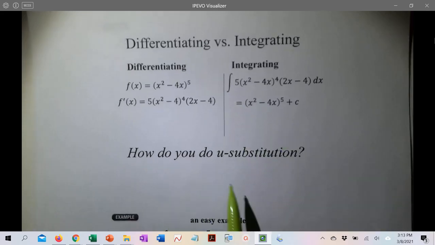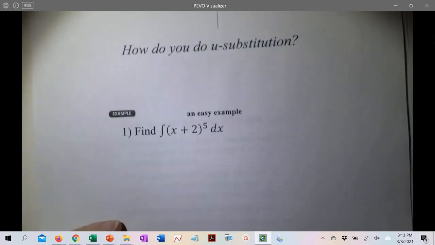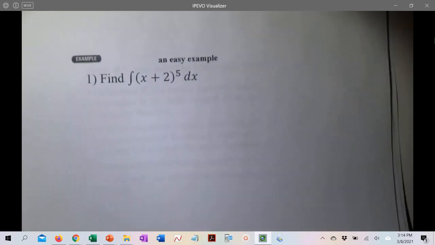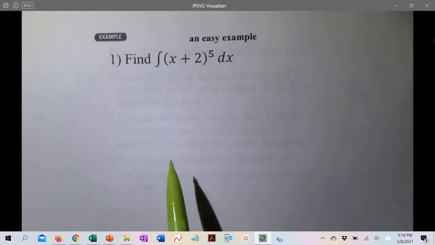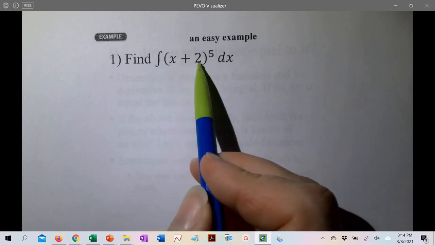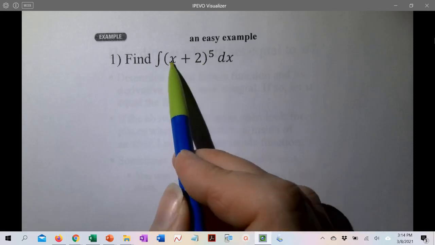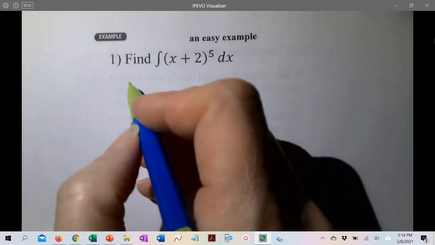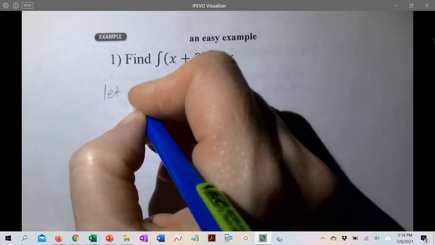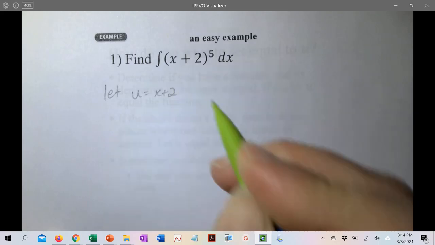How do you do U substitution? Let's start with an easy example. So what you're going to want to do first is figure out what do you need to substitute for U, or what are you going to let U equal to? Well, if you have something like this, where this is just a function within another function, so I have stuff to the 5th power, and then this stuff is x plus 2, then I'm going to let u equal that inside stuff. So we're going to let u equal x plus 2.